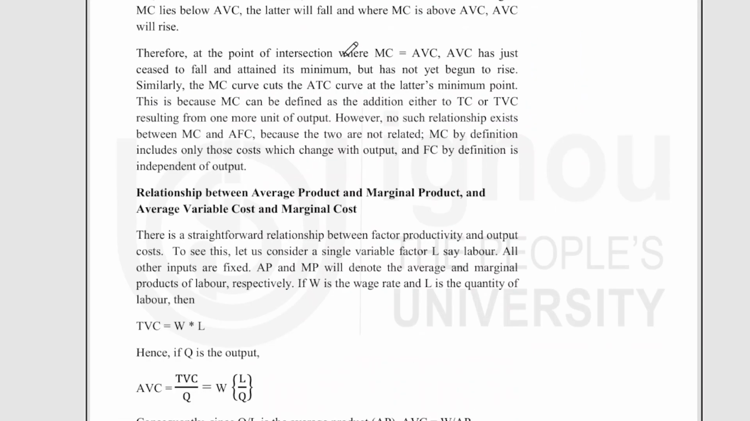And therefore, at the point of intersection, MC is equal to AVC. AVC has just ceased to fall and attained its minimum, but has not yet begun to rise. Similarly, the MC curve cuts the ATC curve at the latter's minimum point, and this is because MC can be defined as the addition either to TC or TVC resulting from one more unit of output.